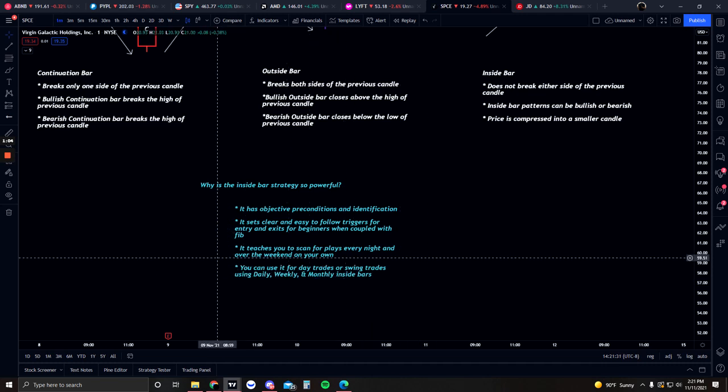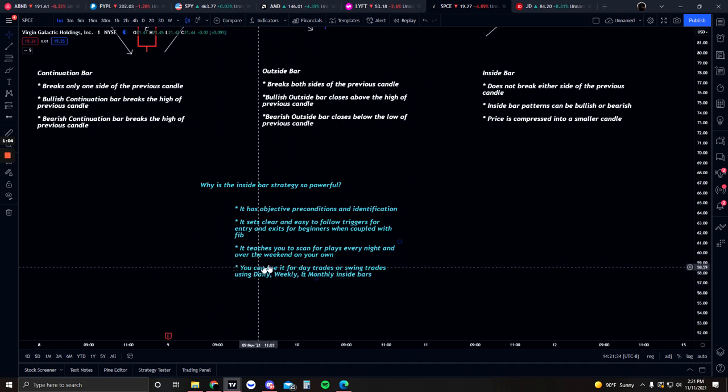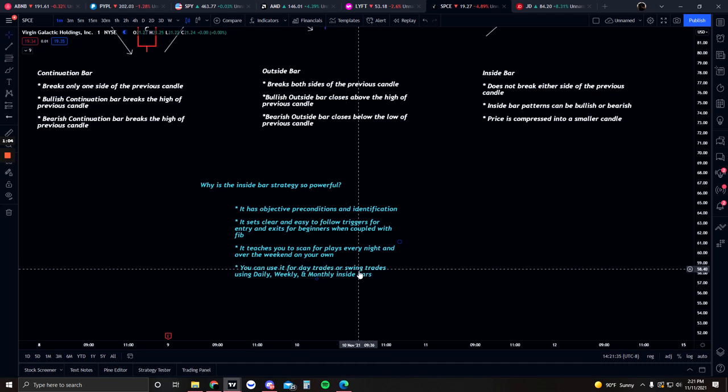So why else is the inside bar strategy powerful? You can use it for day trades, swing trades. So some of you guys maybe don't have, I want to start off with, if you guys are doing day trades on Robinhood, don't.